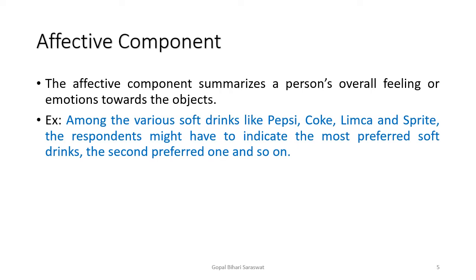Next is the affective component. Affective component summarizes a person's overall feeling and emotion towards an object. For example, you drink various soft drinks and you have a favorable opinion of these beverages because of your overall feeling and emotions towards them. For example, Pepsi, Coke, Limca, Sprite, or any other drink that a respondent is willing to share their overall feeling and emotion about, that is part of the affective component.